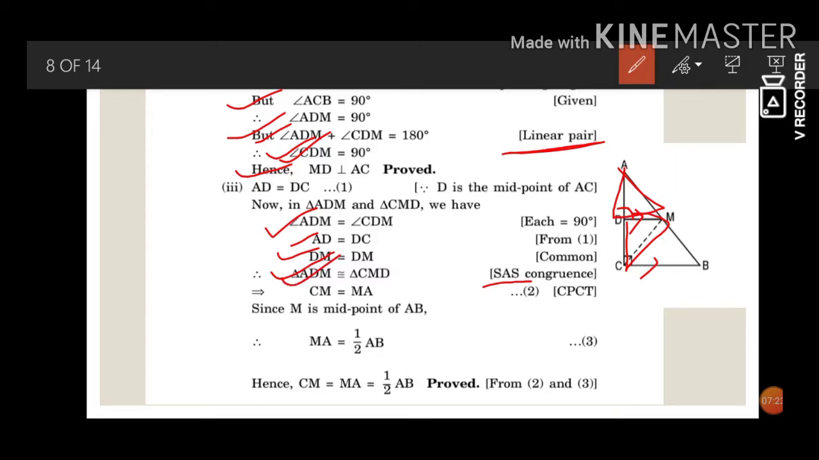Since the triangles are congruent, we can write CM is equal to AM. Now M is the midpoint of AB. It is given. That means half of AB is equal to AM. So equation 2 and equation 3 together will give us CM is equal to MA is equal to half of AB.